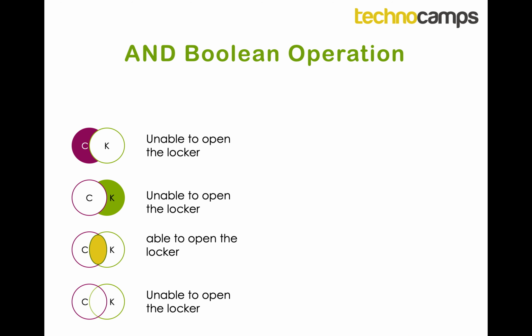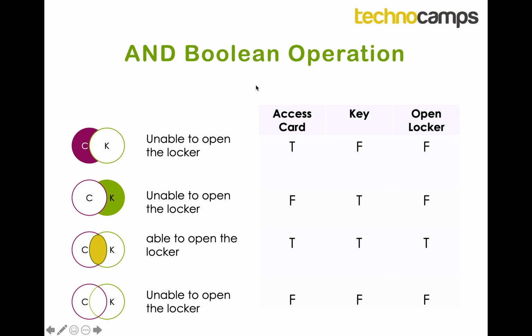So let's convert this into a truth table. If you see here again, if I just have the card, I say true. If I just have the key, I say true here. So the rest will be false. If I'm not able to open the locker, I'll say false because, well, I can't. So the action will be false.